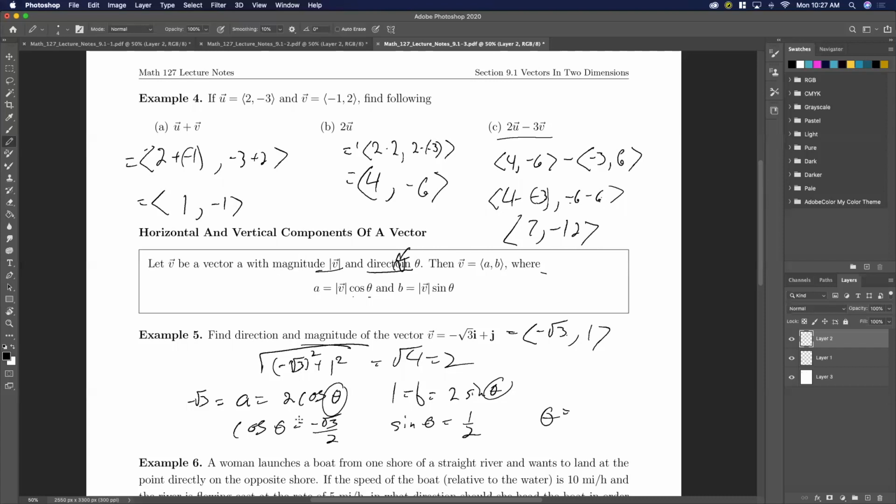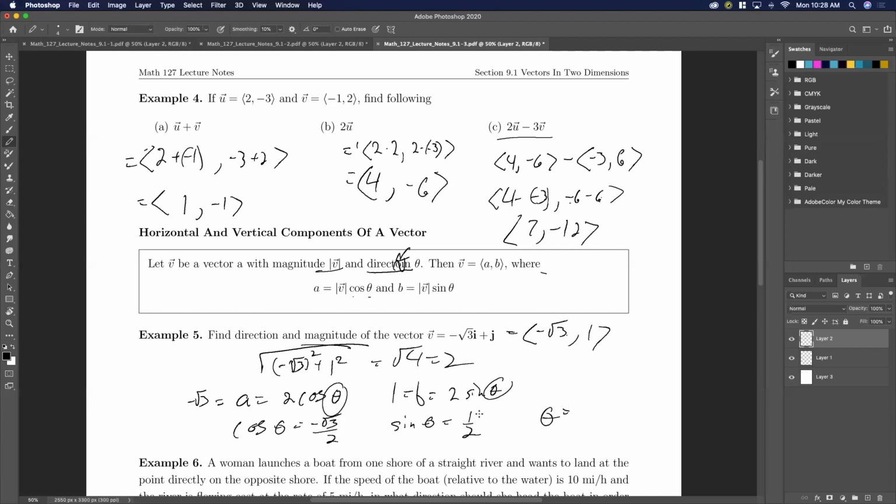What angle is it? So first of all, let's just establish what quadrant we are in. I have sine of something is positive and cosine of something is negative. So what quadrant is that? Second quadrant, okay? Then I want to find the angle in the second quadrant which will give me a half, and then negative square root of 3 over 2.